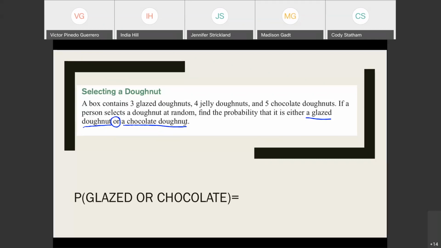So I'm thinking that those are mutually exclusive because they make a point of saying there are 3 glazed and there are 5 chocolate. They don't say there are 2 donuts that are glazed and chocolate, right? So there's nothing that's both of those things. The glazed donuts are completely separate from the chocolate donuts. So I would say that these are mutually exclusive. And so I'm going to write that formula down right here so that we can see it, the one that we use if they're mutually exclusive.